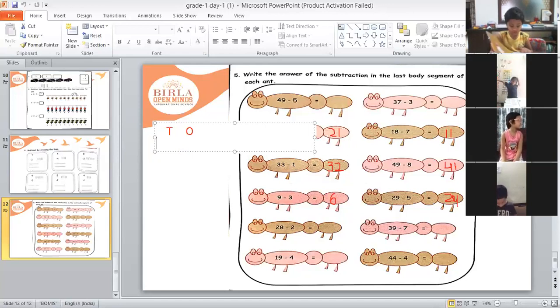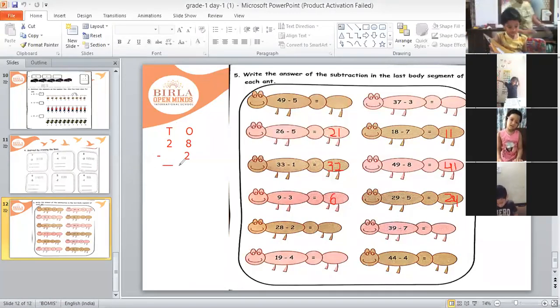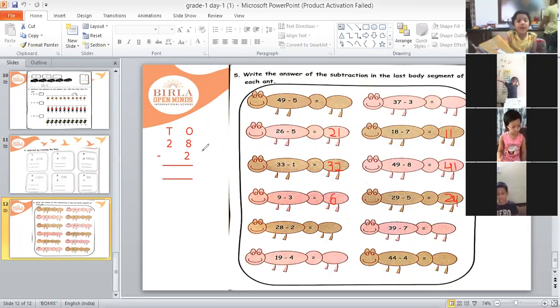28 minus 2. This is 28 minus 2. Okay, fine. Hanvit, what are the numbers in ones place? Yes, Hanvit, what are the numbers in ones place? 8 minus 2, ma'am. 8 and 2. These are the two numbers in ones place.